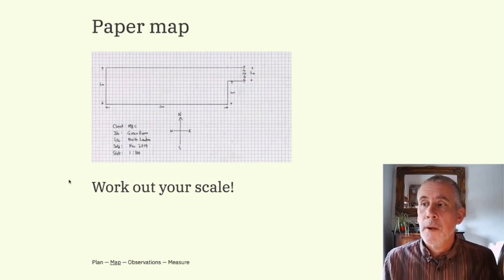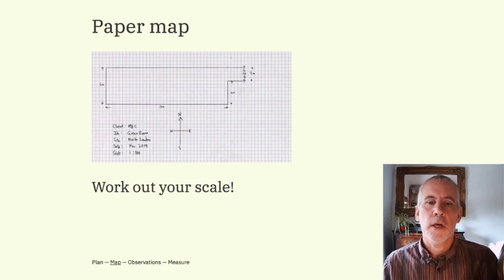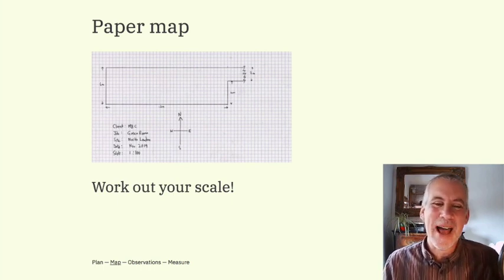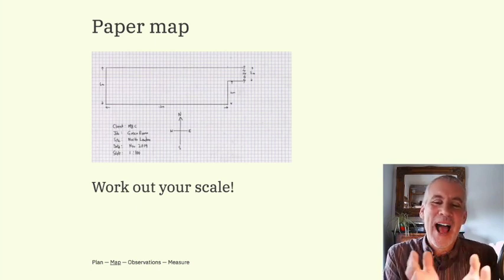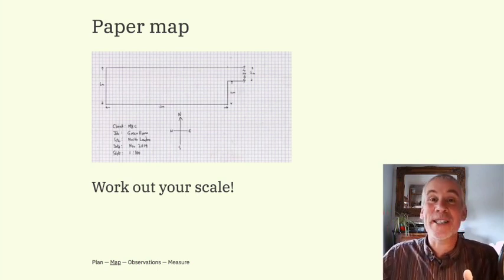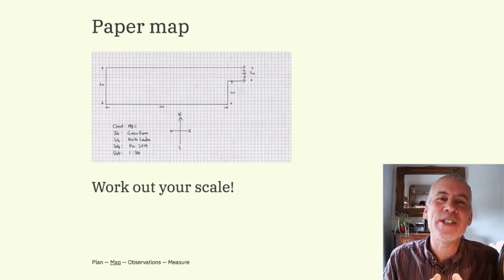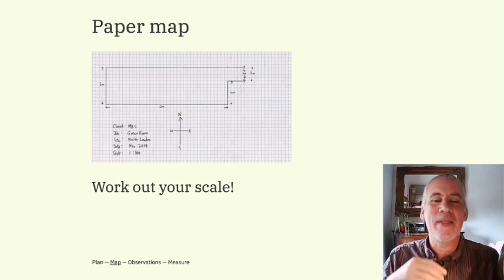So paper maps. The key thing with all maps actually, but particularly with paper maps, is to work out your scale. And this is the scale of a map. The scale of your map is how it relates to the physical map. Obviously, it's a scaled down version. Otherwise, your map would be the same size as your garden, which is nonsense. So you scale it down to get it to fit, but it's the ratio by which you scale it down from the real thing, and that's the scale.